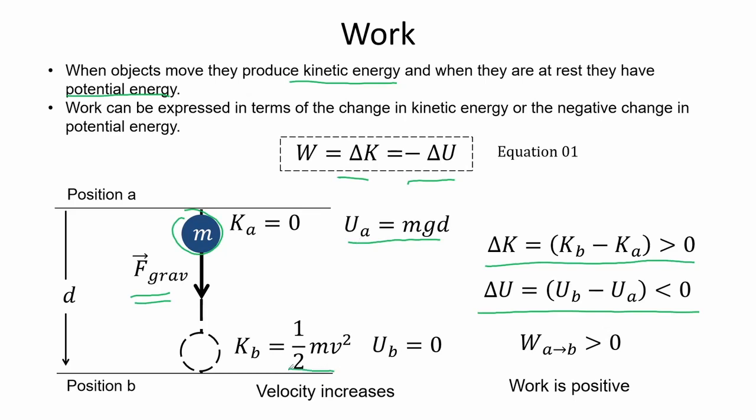We also note that as the mass moves from point A to point B its velocity increases. Here the potential energy decreases and the kinetic energy increases as it moves from position A to position B. The work done on the mass when it moves from position A to position B is positive.